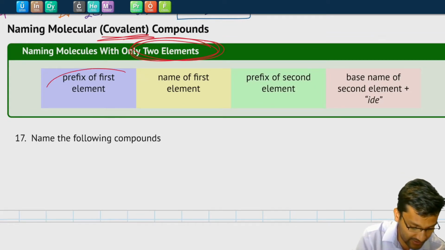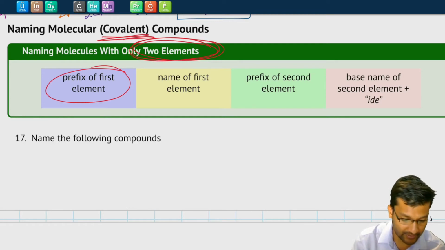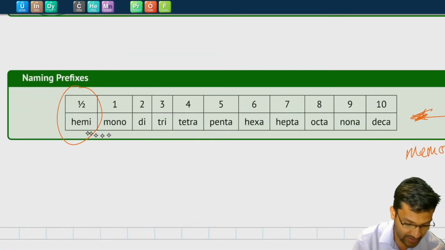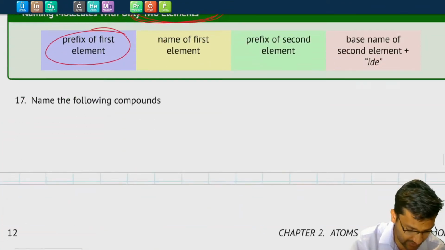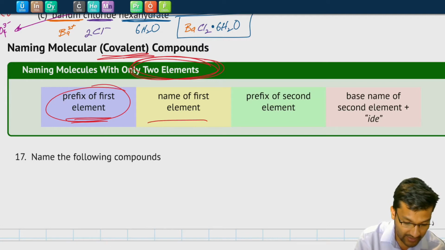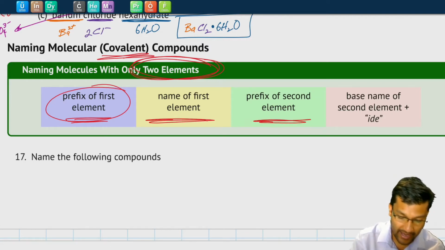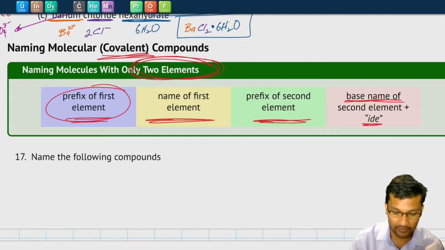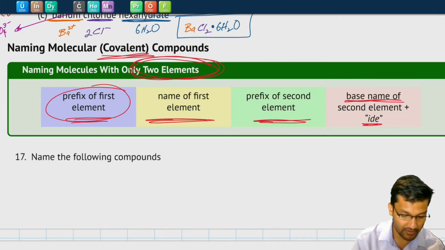It's just the prefix, meaning the number of the first element. And again, we're using the same prefix table up here with hemi, mono, di, tri, and so on. These are all, I think, from Greek. So we're just going to use a prefix to tell us how many first element atoms we have, the name of the first element, prefix for the second element, and the base name of the second element ending with IDE. That's it. Just number, name, ending with IDE.